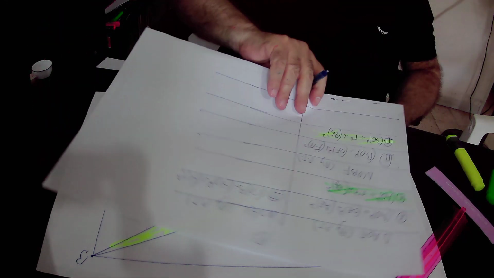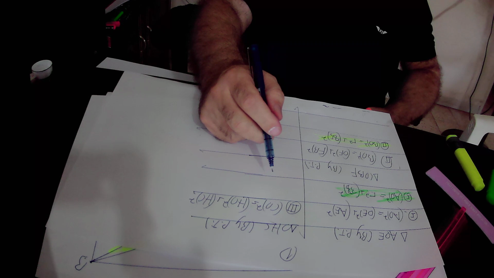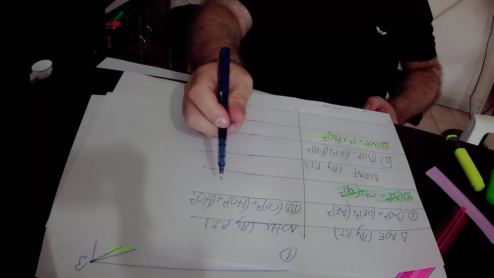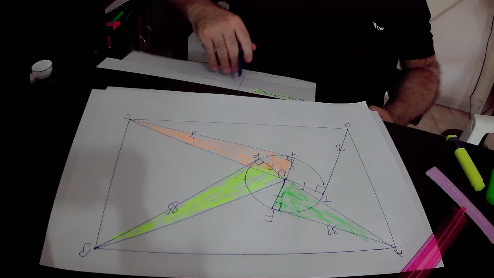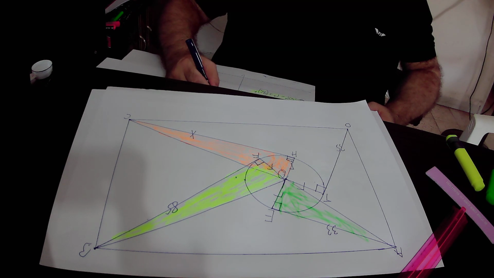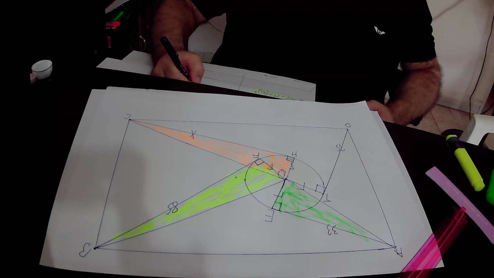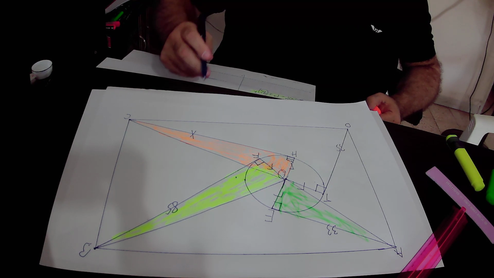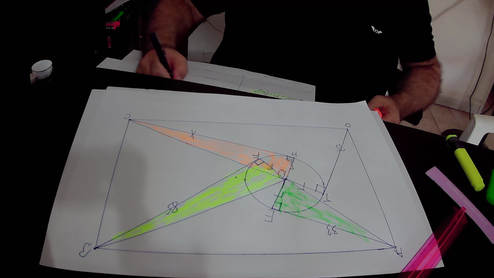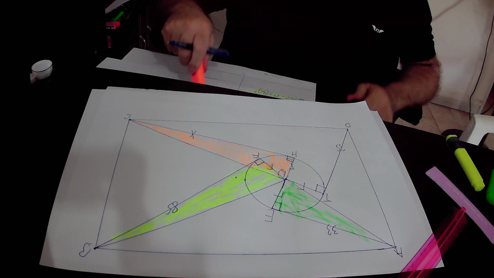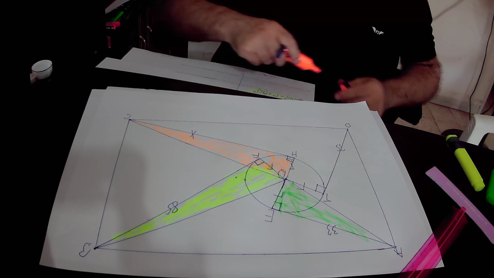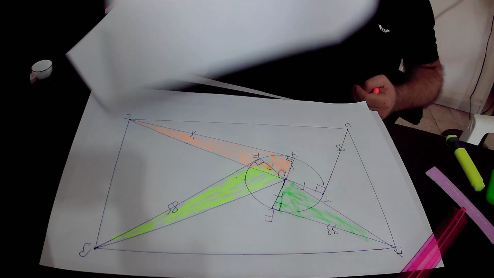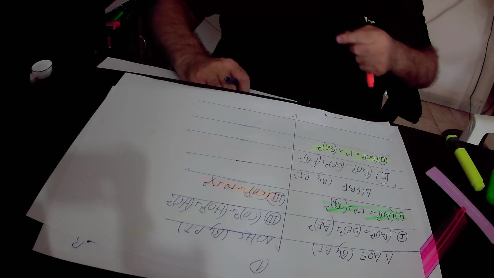Again, in the right triangle OHC according to equation number 3, CO square equals HO square plus HC square. So CO square equals HO square. HO is R, therefore HO square is R square, plus HC square. HC is X, so HC square is X square. So in conclusion, we found that according to equation number 3, CO square equals R square plus X square.